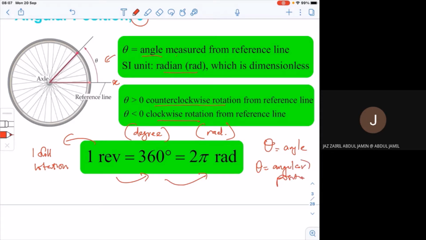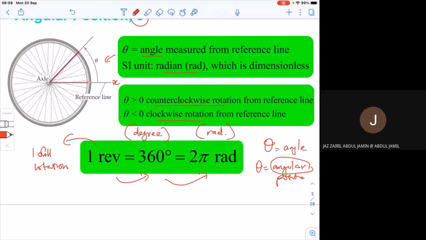Why do they talk about angular? Angular comes from the word angle. It means position with some angle. So that is what is meant by angular position. Can you see the true meaning from the figure itself?